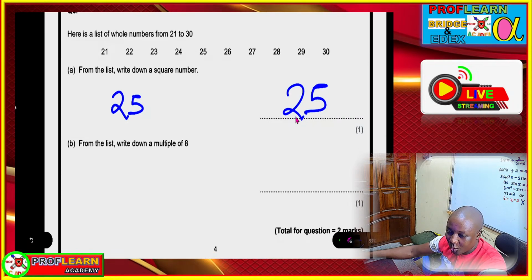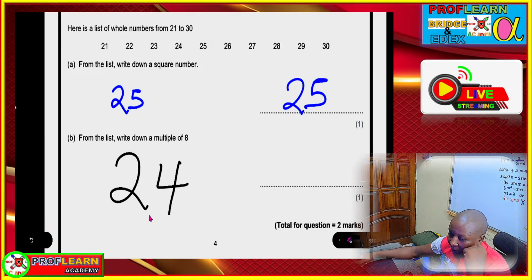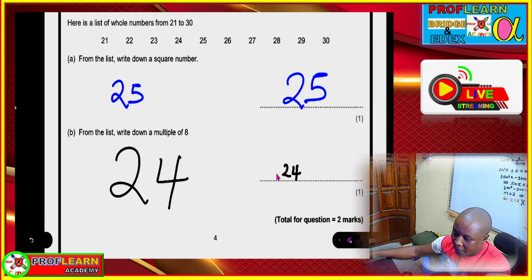So as you are going to do the exam, you have to ensure that you can state square numbers. If you are asked to write multiples of 8, which ones are they? A multiple of 8, I'll say 24, right? 24 is a multiple of 8, so we shall say 24 in that case.